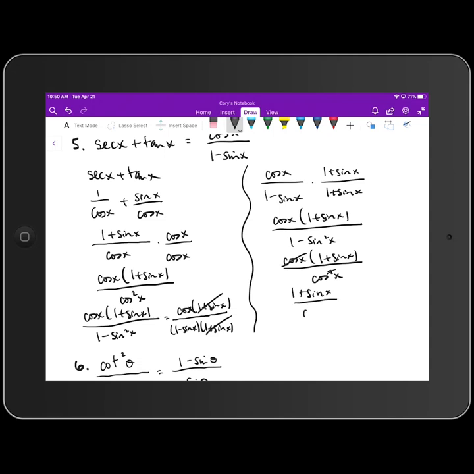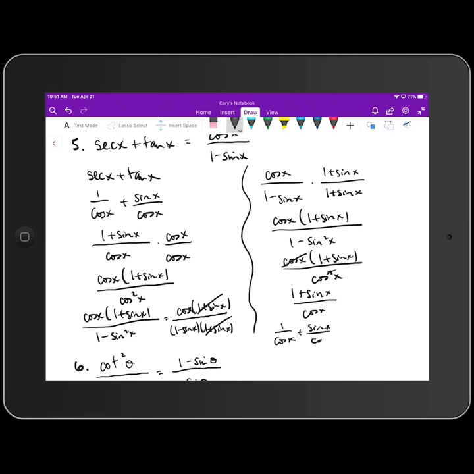So this becomes 1 plus sine over cosine, which I can split into two fractions by taking each term in the numerator and writing it over that denominator. So 1 over cosine plus sine over cosine. Well, when I rewrite each of those fractions, 1 over cosine is secant, and sine over cosine is tangent. So it doesn't matter which way you choose to verify the identity. This one you can work through in both directions. And I think as far as the work that you have to show, it's similar for each one.